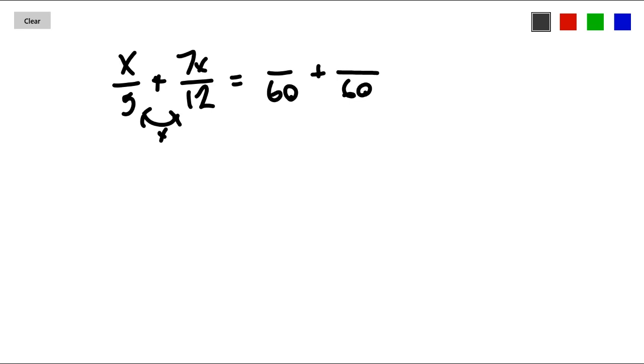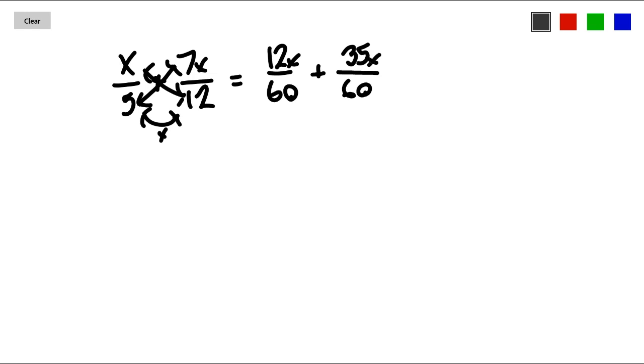And to get the two top numbers, what I'm going to do is multiply together, do cross multiplication. So the first number is going to be x times 12, which is just 12x. And then the second number is going to be 7x times 5, which gives me a 35x.